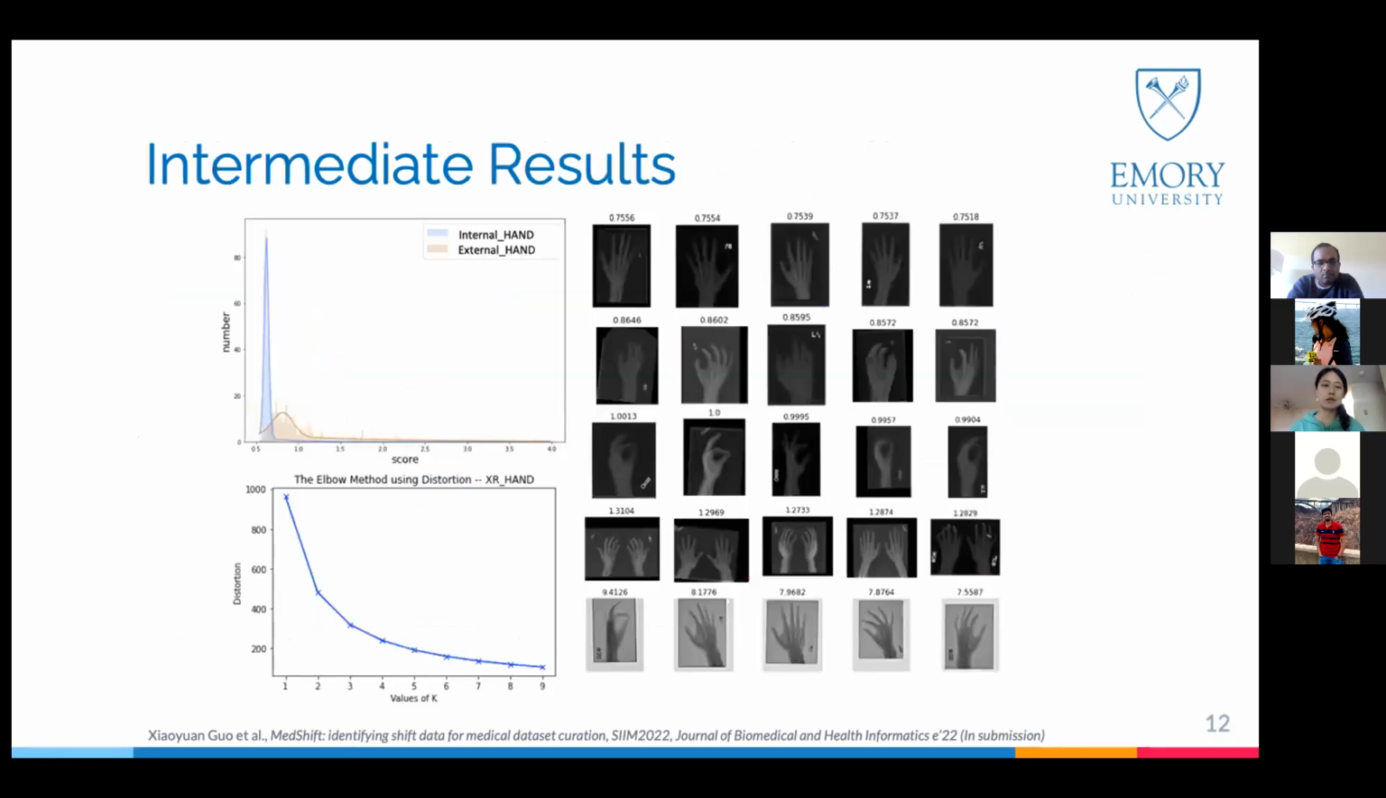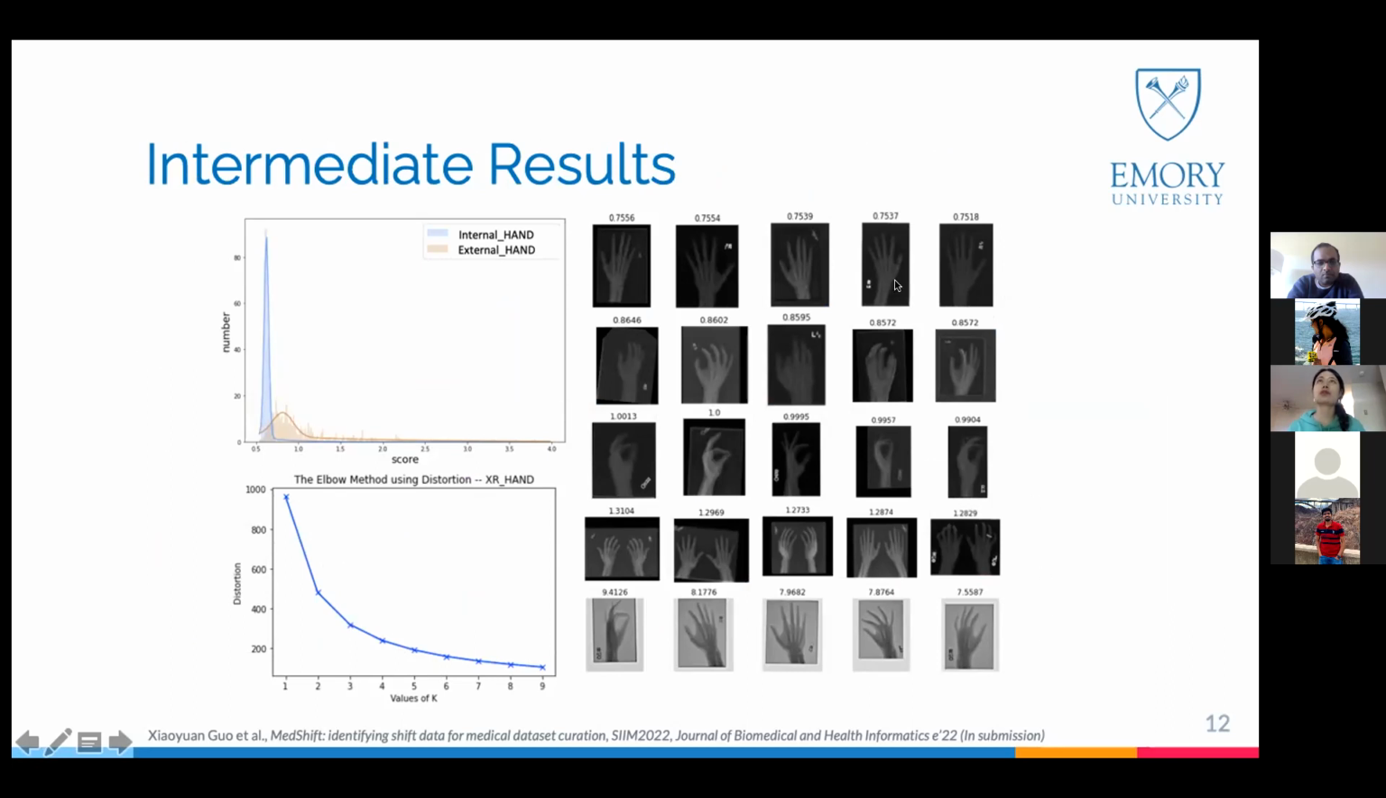So that's the reason. Then, for example, with this external distribution, we use the elbow method to determine how many groups to cluster them into. In this case we pick 5 as the number of groups. The first one is the group with the lowest anomaly score, and the bottom row is the one with the highest anomaly score. So you can see how different those are.